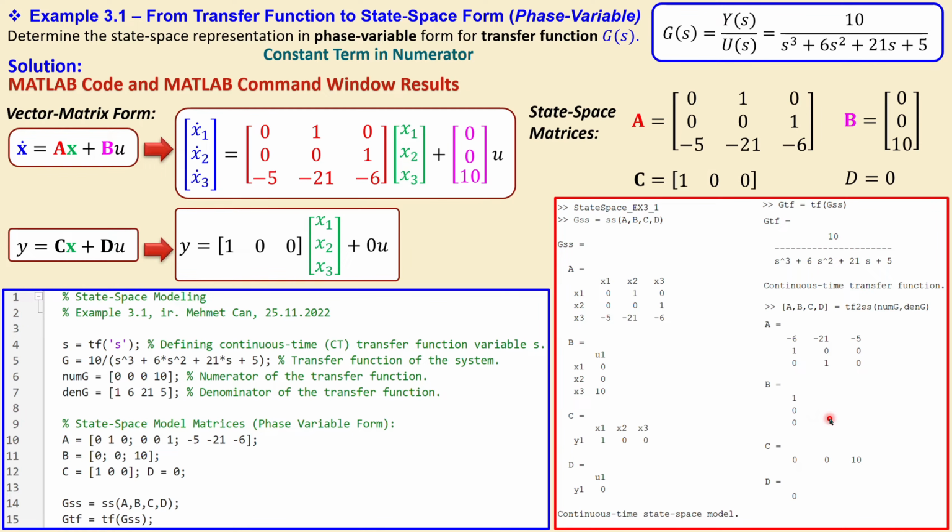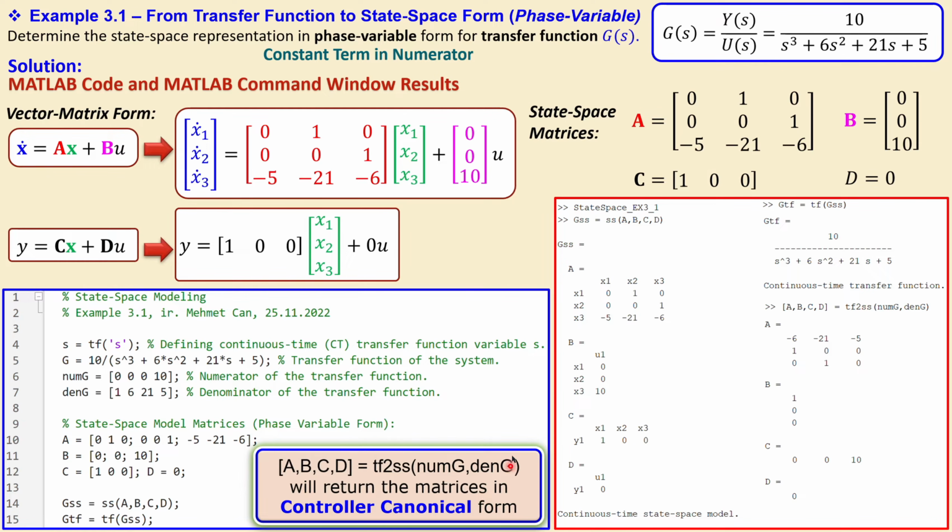But why is this happening? There is the following reason for that. MATLAB, with TF to SS, converting from transfer function to state space, always gives that in the controller canonical form, which is a different one. And that is perfectly fine. But you need to be aware of that, of course. If you work with phase variables, then converting your transfer function using MATLAB to a state space form, don't be surprised if you get different matrices.